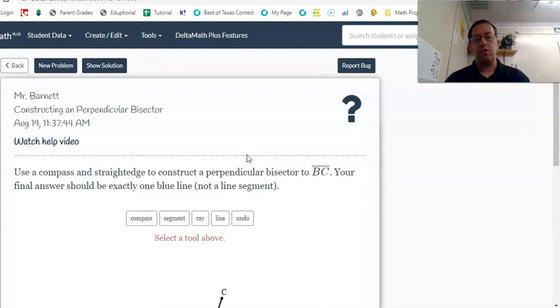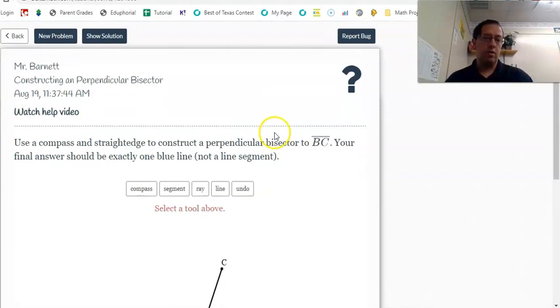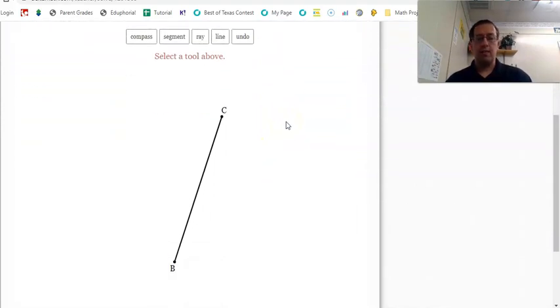Construct a perpendicular bisector. So if you remember, to bisect something means to cut it perfectly in half. It's going to go through the midpoint. So what I'm going to do is I'm going to take segment BC here, and I'm going to divide it into two segments that are the same length. It's going to be the midpoint. All right, so first I'm going to start with my compass.